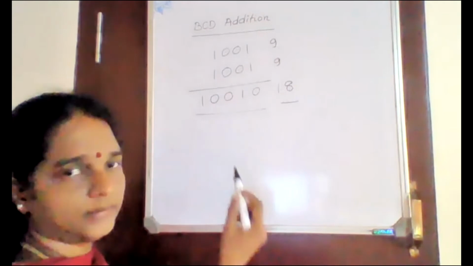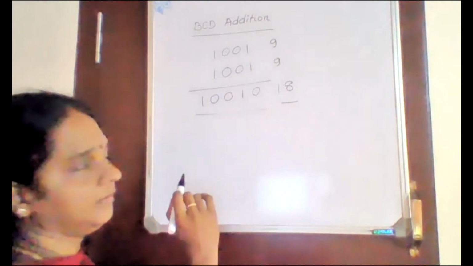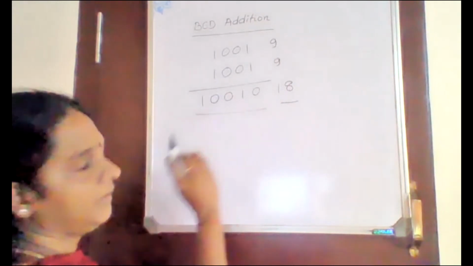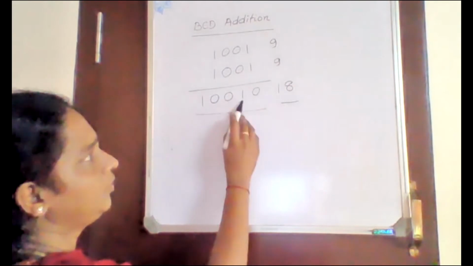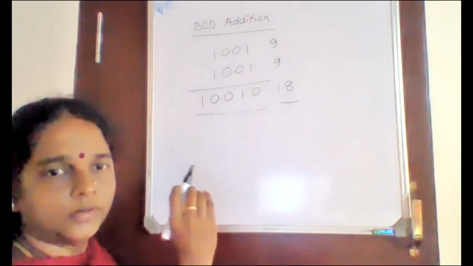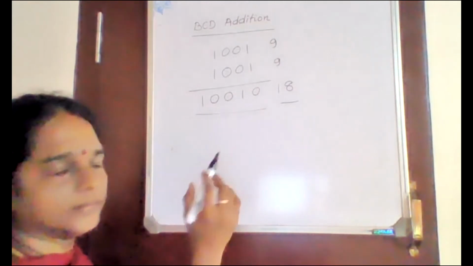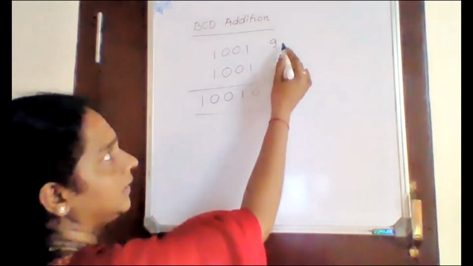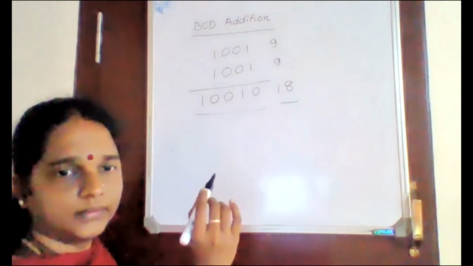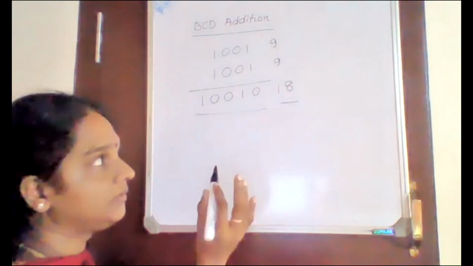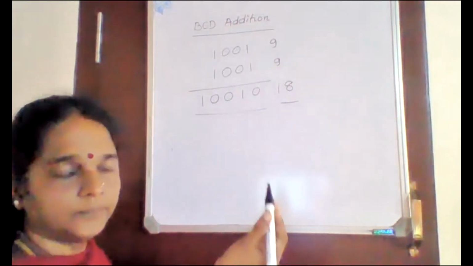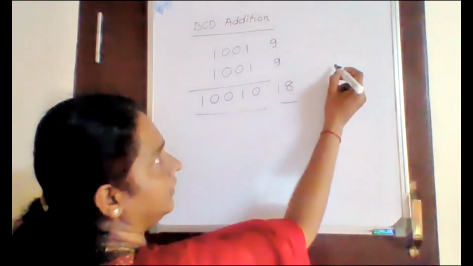9 is added with 9, which is equal to 18. But here we are not getting 18. We are getting 1, 2. If we convert that to decimal, we are getting 12. That means 9 plus 9 when added is giving 18, which is exceeding the limit of 9, right?